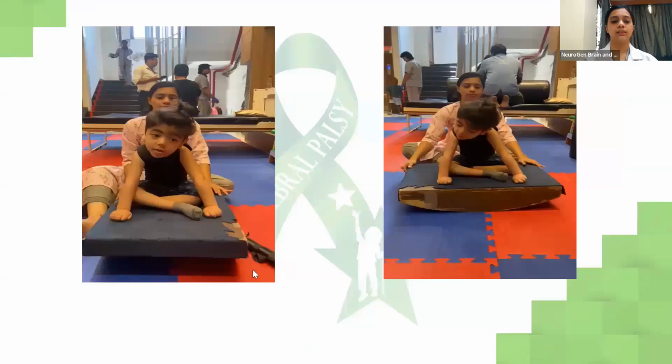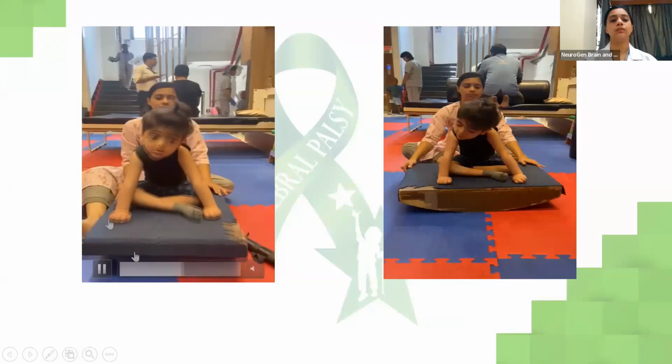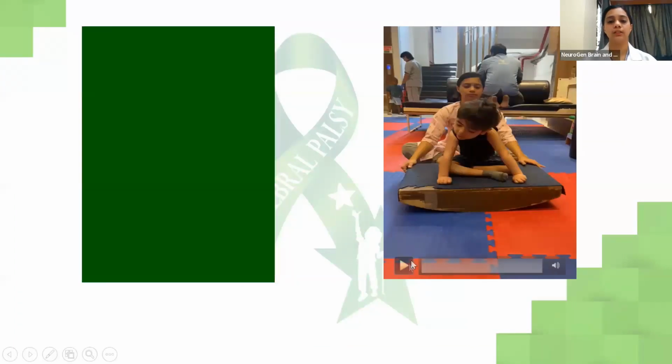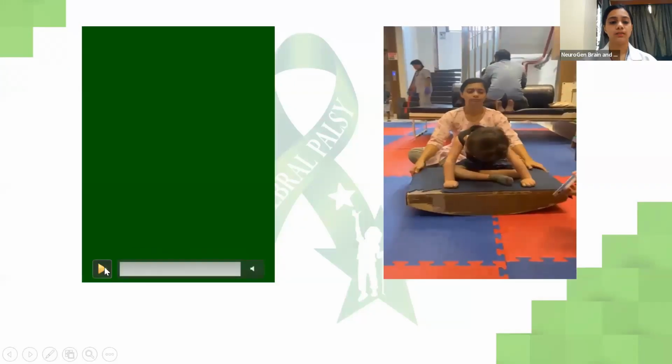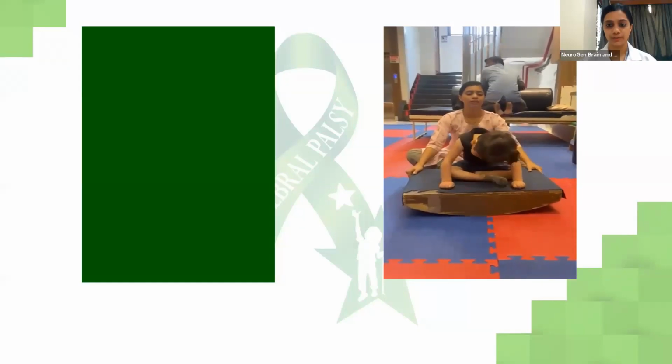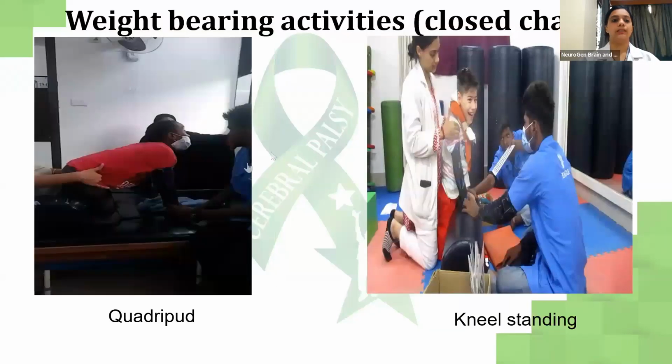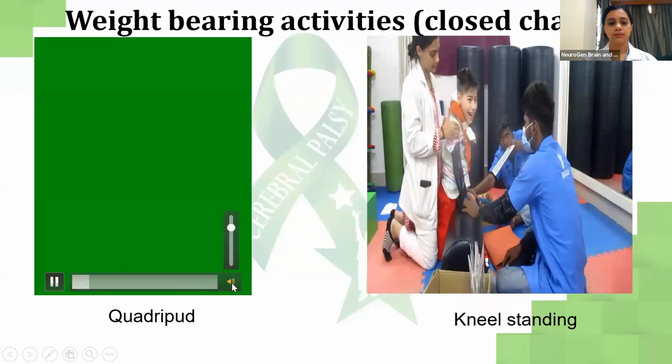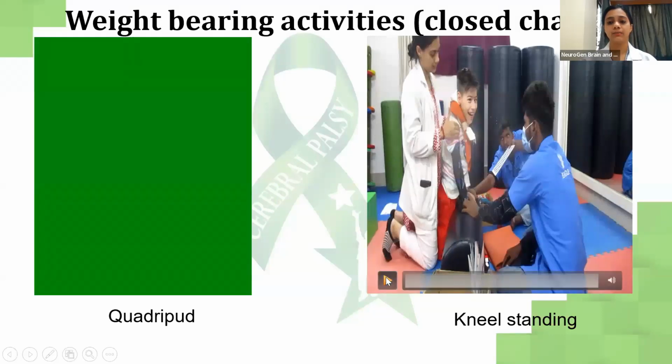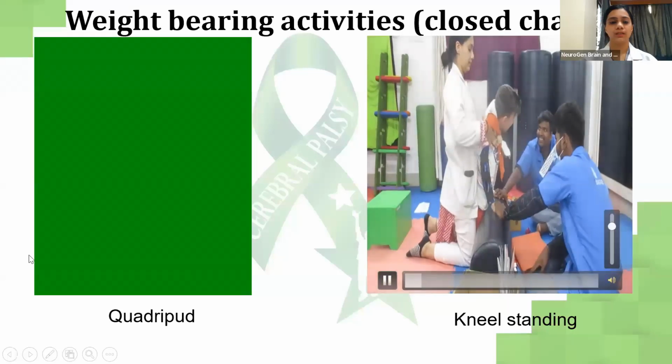Then sitting on an unstable surface, I'm making him sit on a balance board. He is balancing himself. We expect him to look up. The song that we are playing from behind is the motivation for him. Then weight bearing activities, that is quadruped position. Then the kneel standing position.